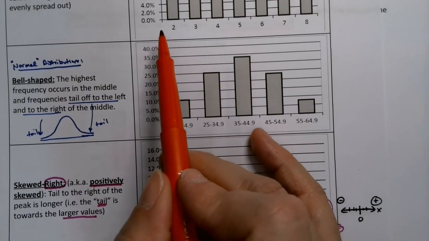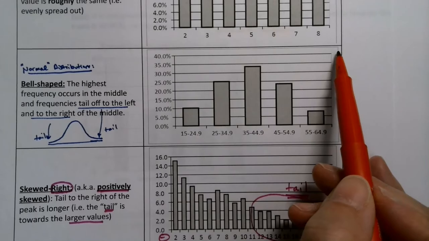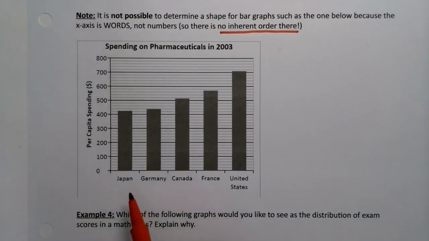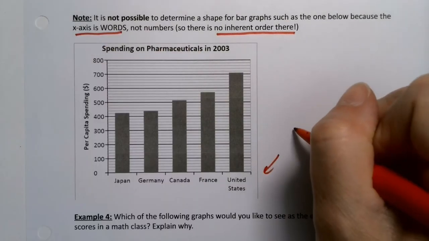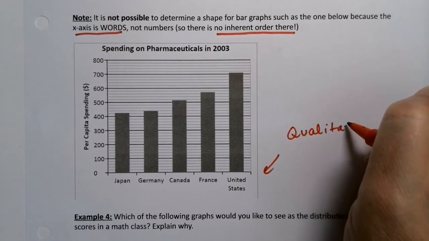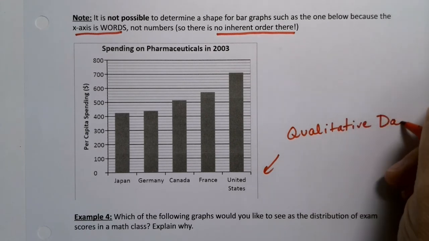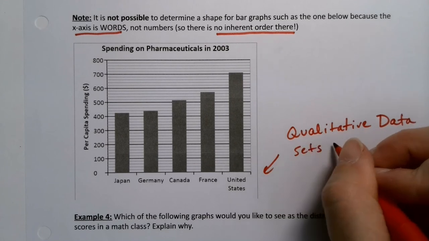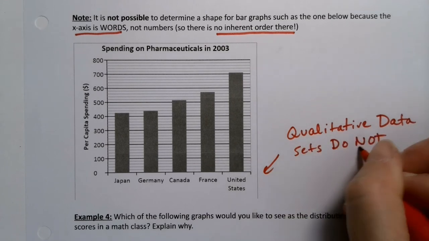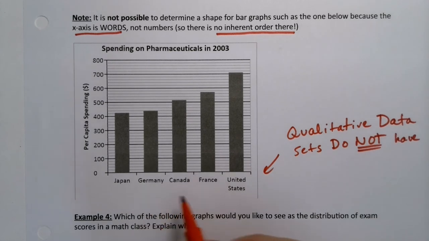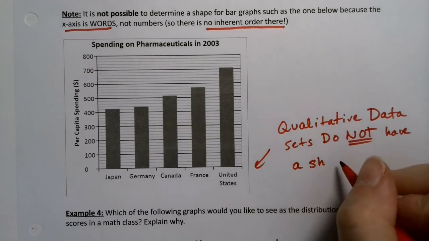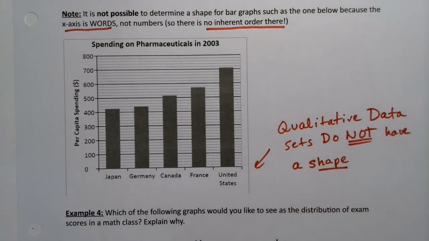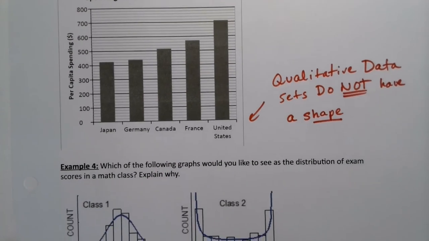Numbers have to be, this is the x-axis, right? This is number 2, number 3, number 4. That is not the case over here. See the difference? Because the x-axis is words, qualitative data cannot have a shape, because there's no rank order to words. That's what makes it nominal or qualitative data. They cannot have shapes because you could just rearrange them anytime you want, which you cannot do with numbers.